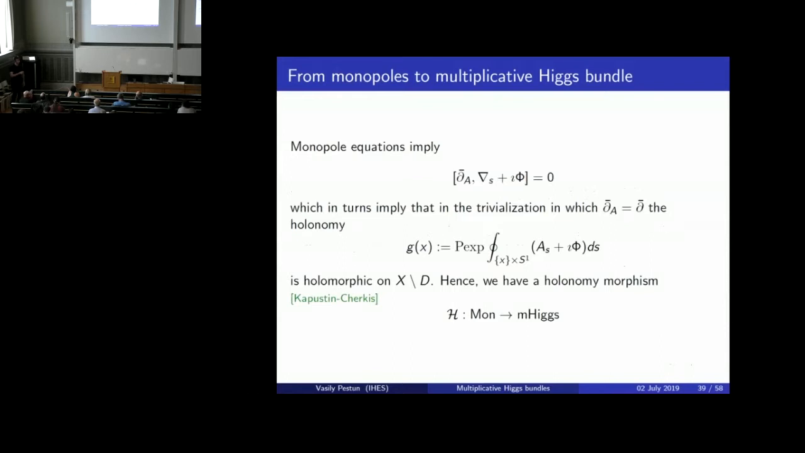And then the monopole equations will apply, like in the Hitchin paper, that this combination is holomorphic, annihilated by del bar. Which in turn implies that in the trivialization, if you pick a trivialization where del bar of its connection A is del bar, then the holonomy of the connection in the vertical direction, of A plus phi, is holomorphic. Hence, therefore, we have a holonomy morphism from the monopoles to M Higgs, and that's essentially a construction of the Kapustin and Cherkis paper.